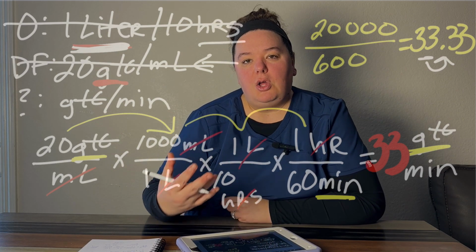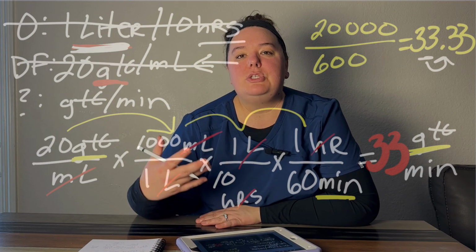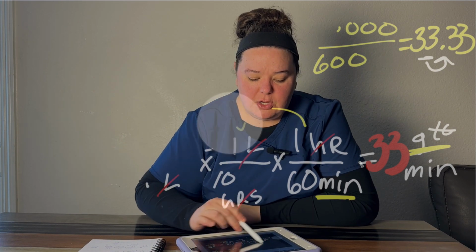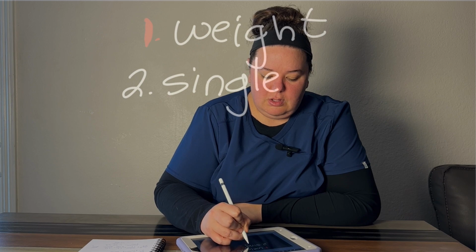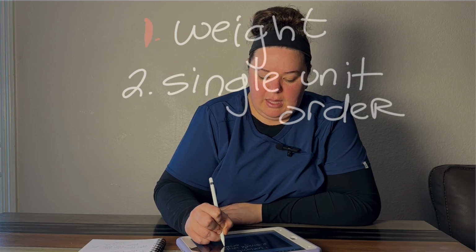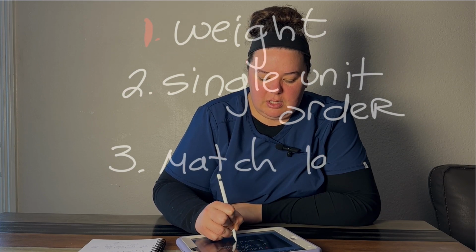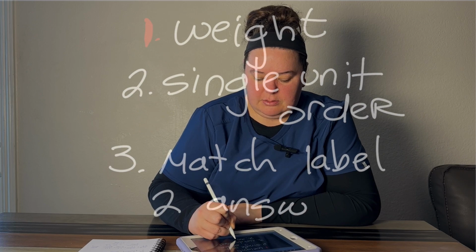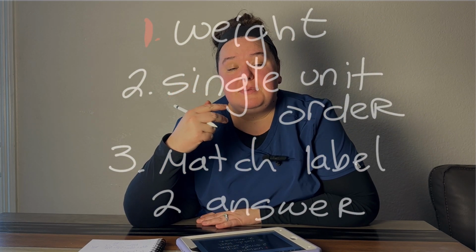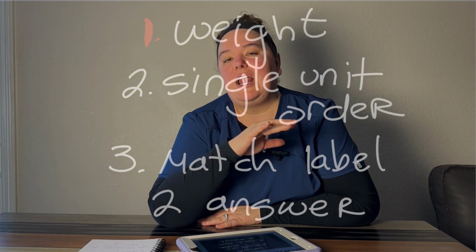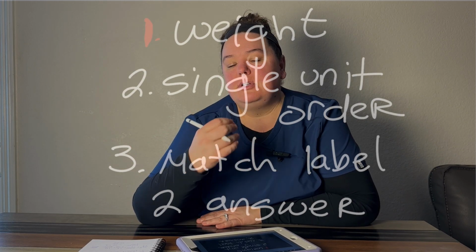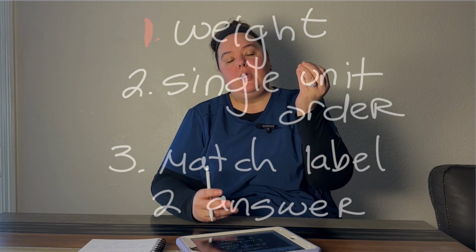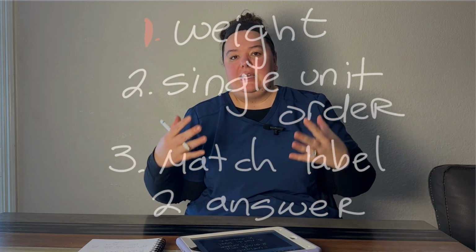So I've shown you examples of all three different types of problems you're going to run into and how to start them. Just remember, we're always going to start with the weight if there's a weight. 1 is going to be weight. 2 is a single unit order. And 3 is going to be match label to answer. If you can just remember those 3 simple steps, it will help. It will make it so that you can start any problem that you're going to see in your MedMath curriculum all the way through nursing school and in practice. You'll be able to start every single problem. And once you have the starting point and your ending point, every single problem is done exactly the same way.